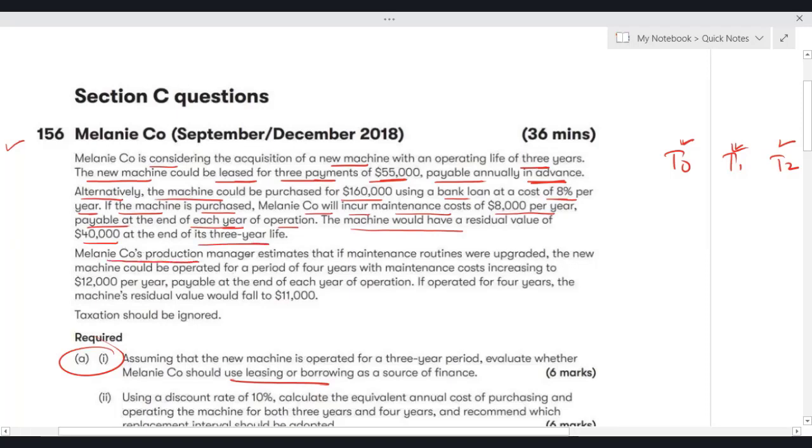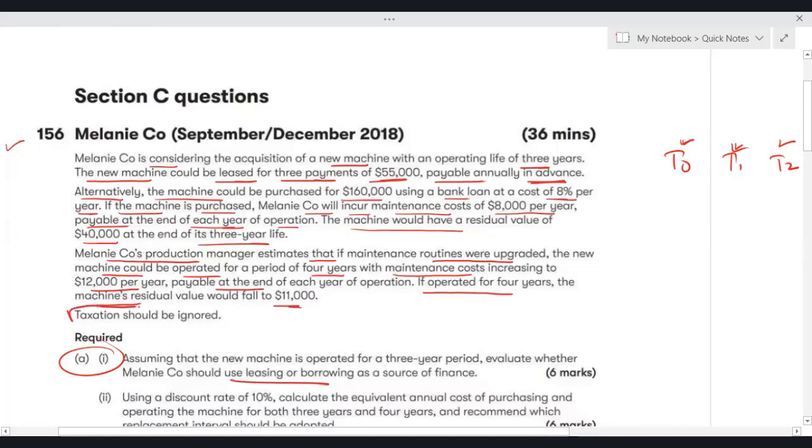Malini company's production manager estimates that if maintenance routines were upgraded, the new machine could be operated for a period of 4 years, with the maintenance cost increasing to 12,000 per year, payable at the end of each year. If operated for 4 years, the machine residual value will be 11.